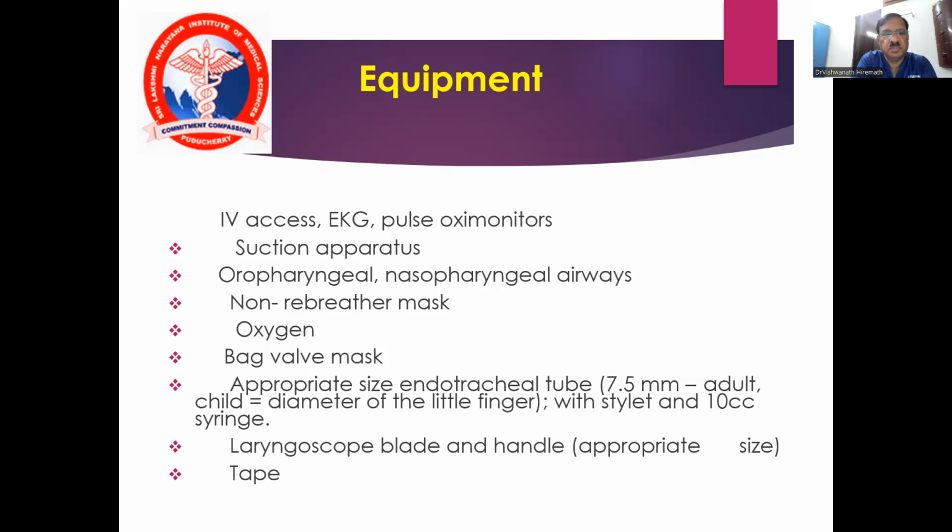Accessory airways like oropharyngeal or nasopharyngeal airway and bag valve mask, oxygen source, appropriate size endotracheal tubes, endotracheal tubes of various sizes, the stylet, bougie, syringe to inflate the endotracheal tube cuff, laryngoscope with appropriate blade and handle, and adhesive tape to fix the endotracheal tube after the intubation.